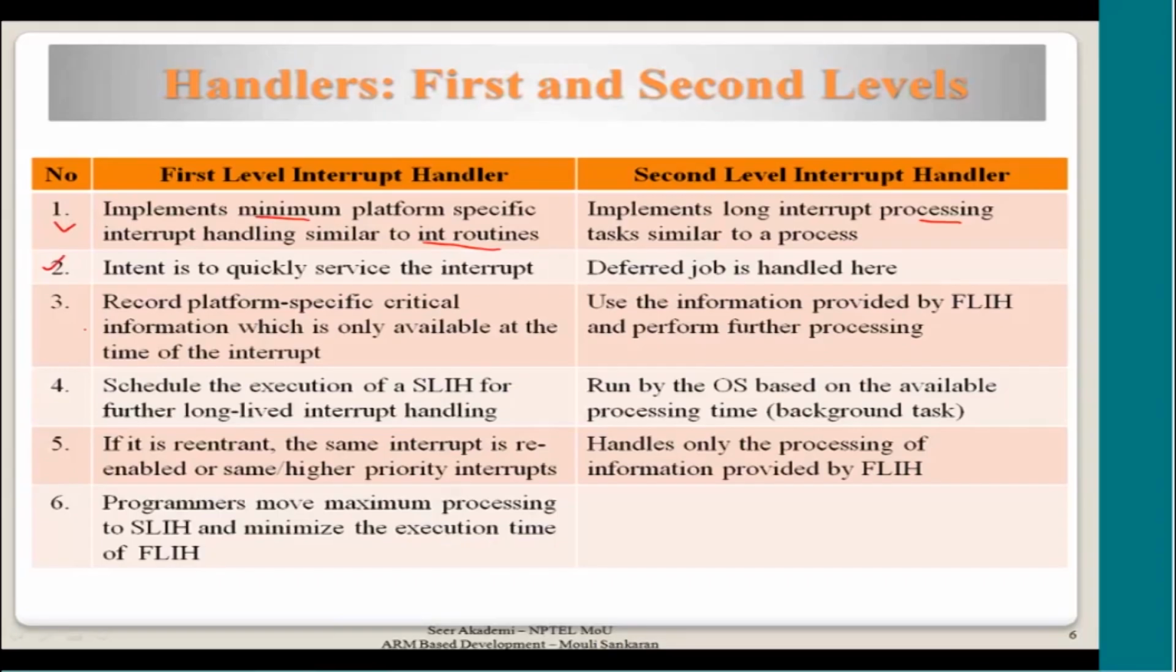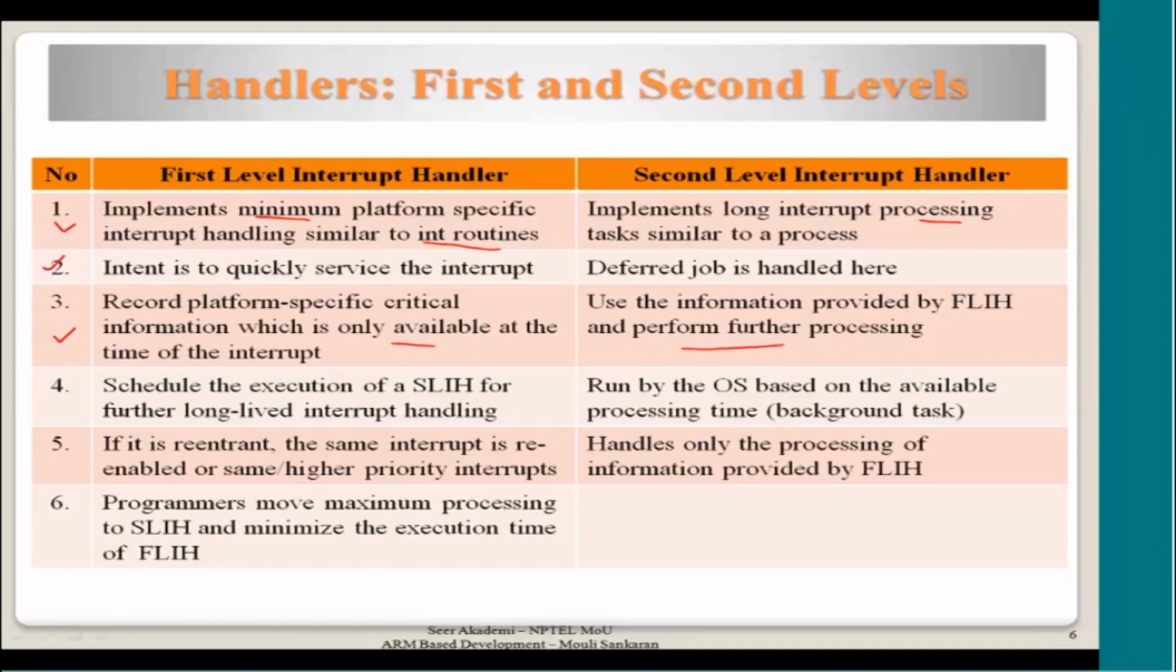Here record the platform specific critical information which is only available at the time of the interrupt. So if you don't read the character which was received and then you enable the interrupt, the UART can receive the next character, and that will be overwritten. So you have to copy that into the memory before enabling it. So the minimum platform specific job in terms of serial port is what I explained, and it could be different things for different peripherals. And then perform further processing here.